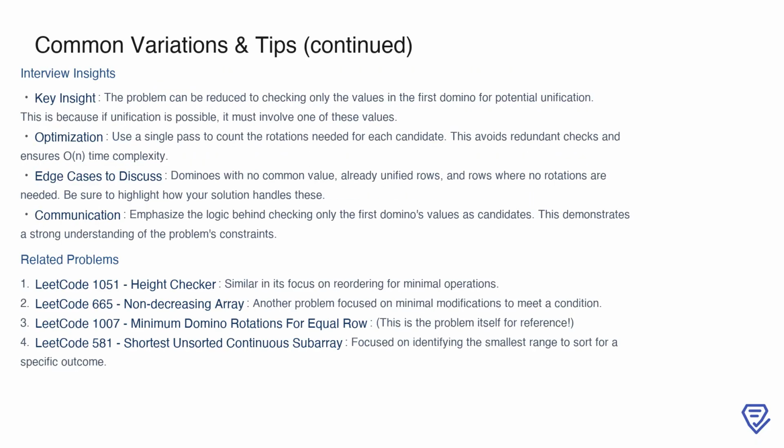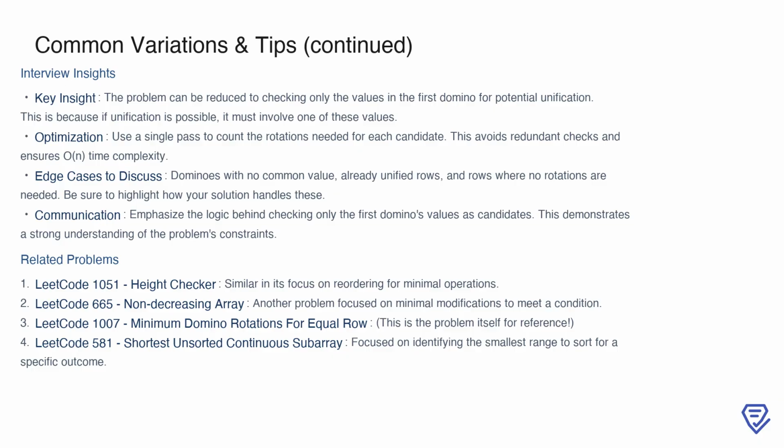Now let's focus on some practical insights for interviews. The key takeaway here is that the problem can be simplified significantly by reducing your checks to just the numbers in the first domino. If unification is possible, it will involve one of these values, which saves a lot of unnecessary work. To optimize further, you can use a single pass through the array to calculate the rotations needed for each candidate value. This approach minimizes redundant checks and ensures an O(n) time complexity.